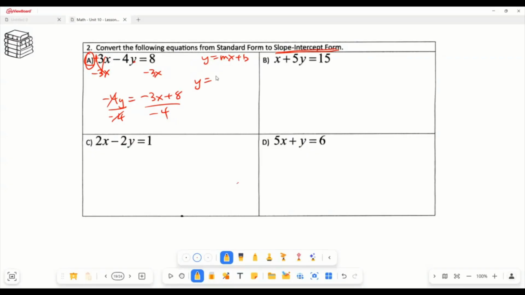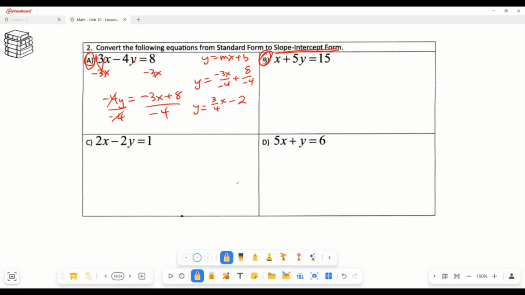This we can split into two fractions. We get negative 3x over negative 4 plus 8 over negative 4. y equals, this becomes positive 3/4 x. This becomes negative 2. Again, if you missed it and you got the sign wrong, you probably didn't write all the steps down.